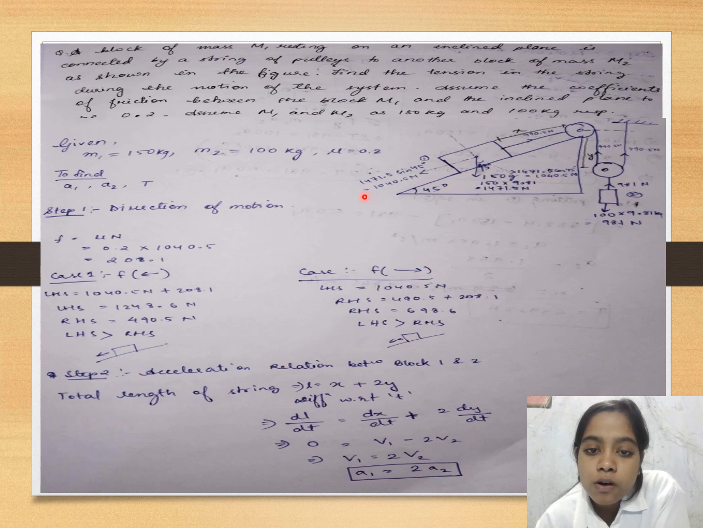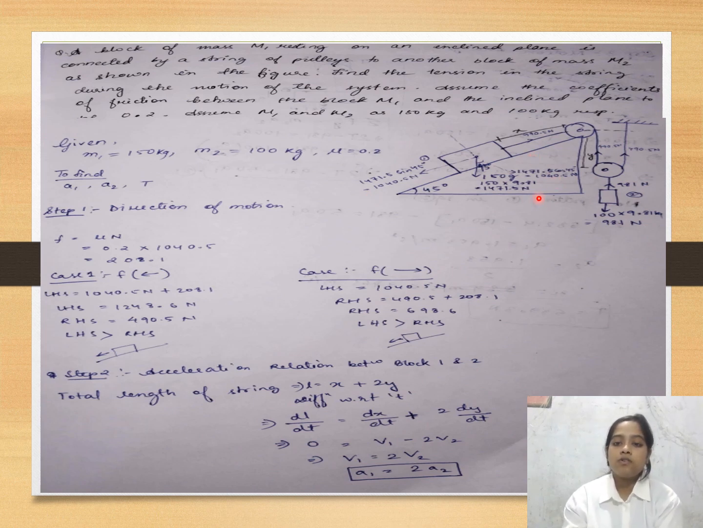So 1471.5 sine 45 is basically 1040.5 Newton, and similarly here also 1040.5 Newton. We actually need to find both the acceleration and the tension. So we need to know the direction of motion, and this one we have already calculated.